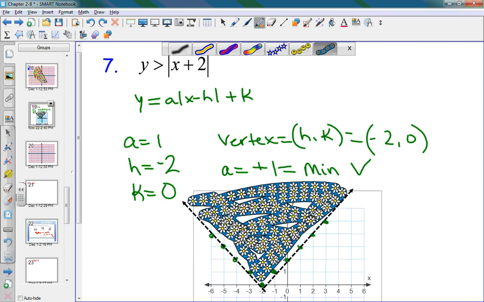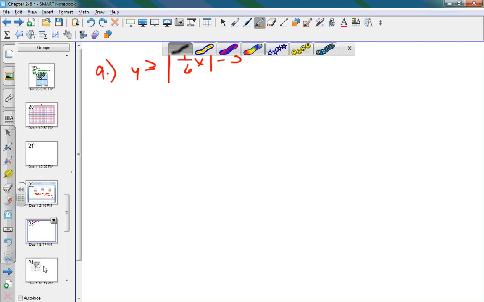Vertex is your minimum or your maximum. A equals a positive 1 means your vertex is going to be your minimum because A is positive. If your A was negative, then your vertex would be a max. Okay. Now, number 9. What do we have to do on number 9?